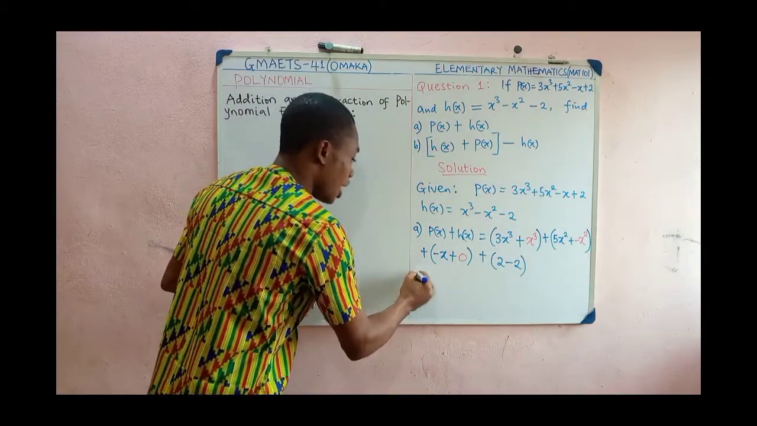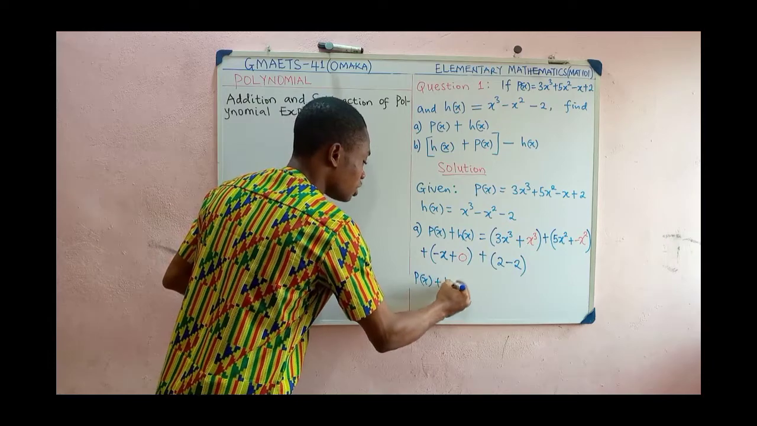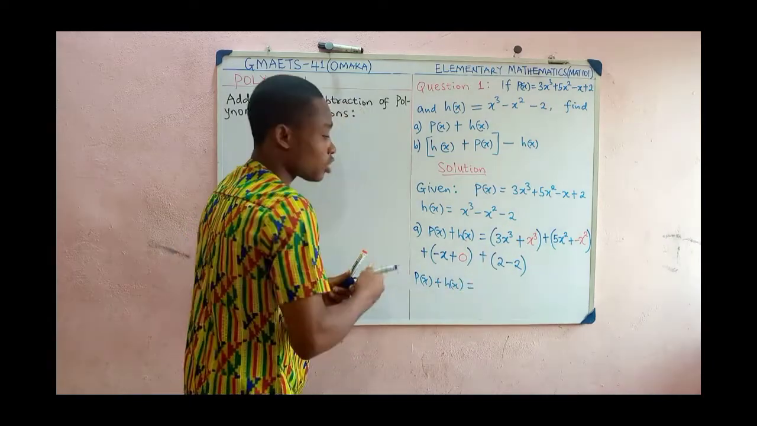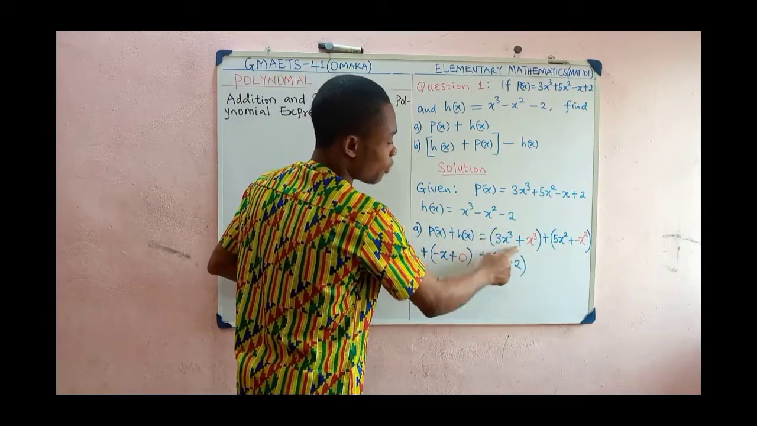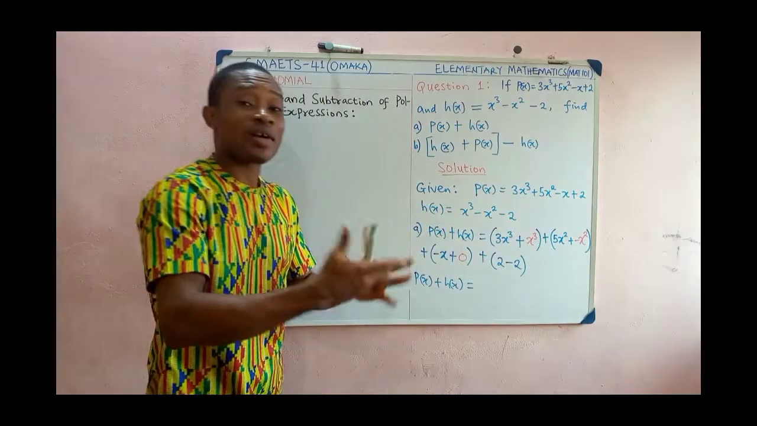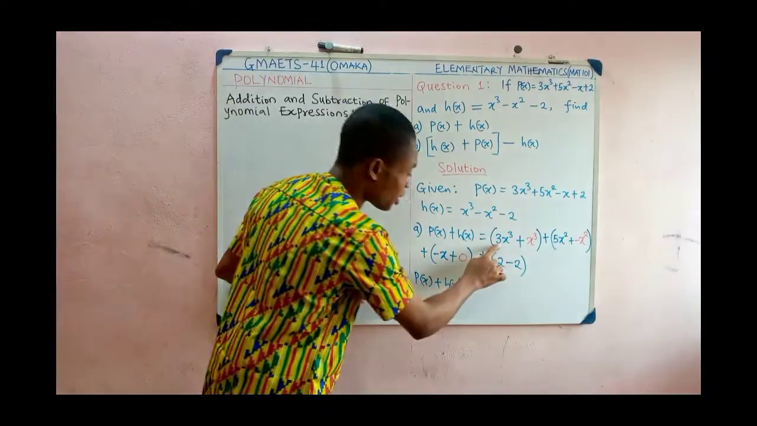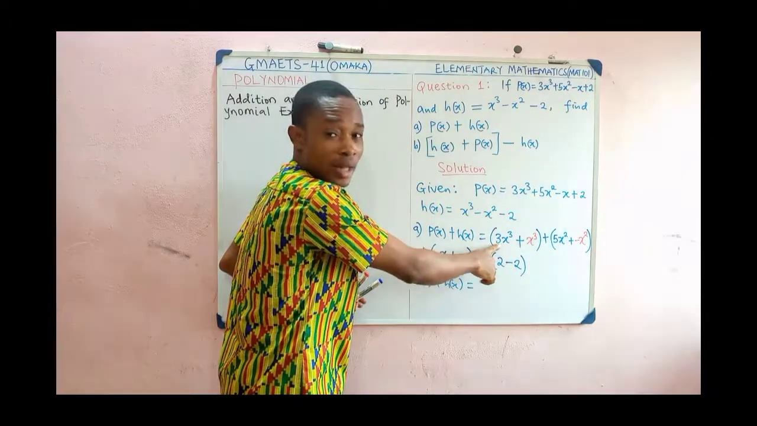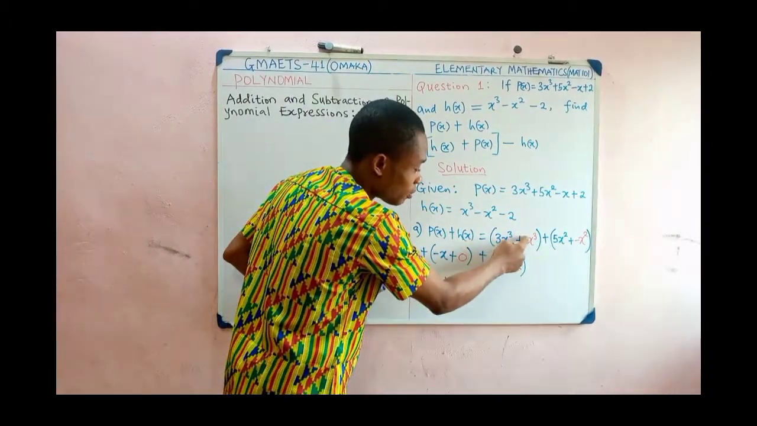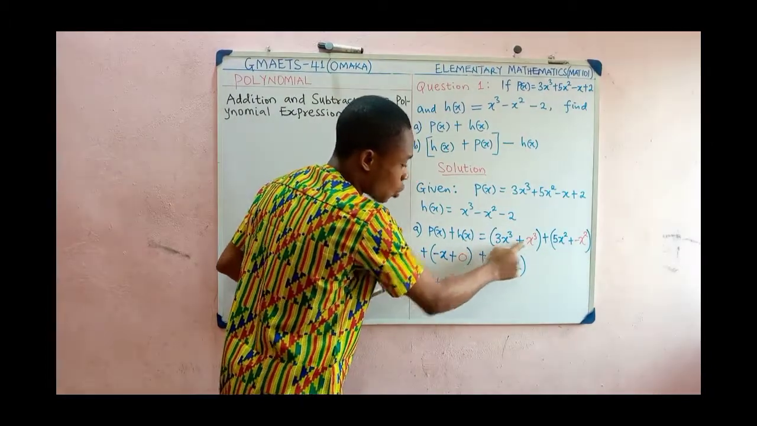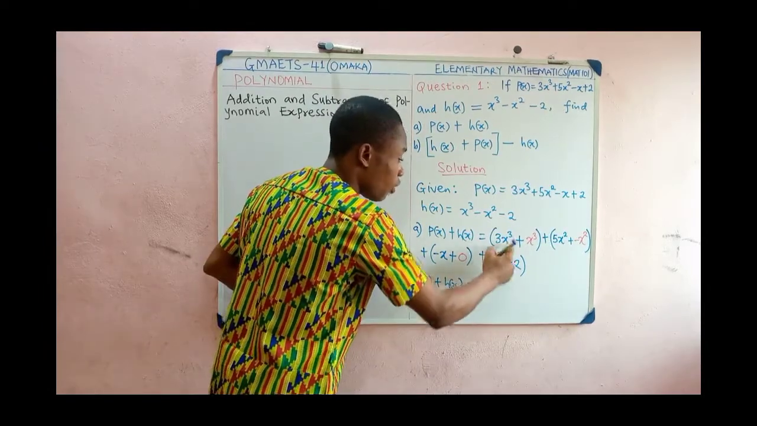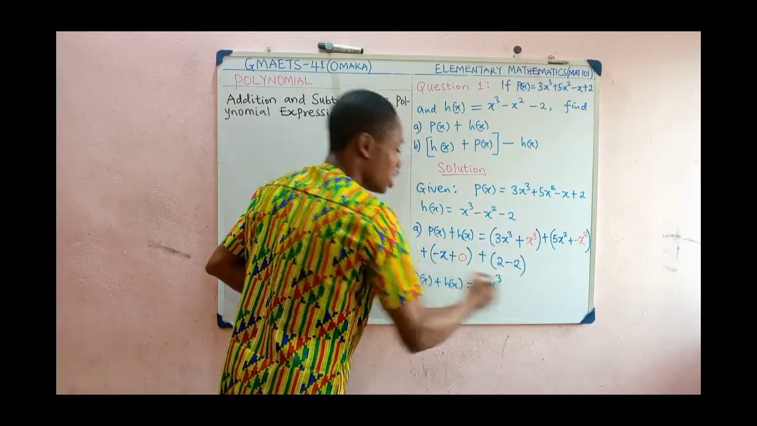We can now conclude that p of x plus h of x is now equal to, you come over here, 3x raised to the power 3 plus x raised to the power 3. How do you work around this quickly? Pick their like terms first. This is 3 as the coefficient, and this is an invisible 1 as coefficient. So 3 plus 1 will give us 4, then you pick the common term, x raised to the power 3.